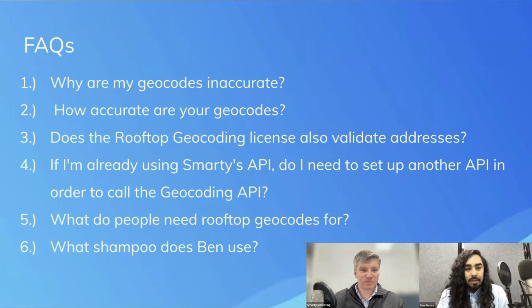How accurate are your geocodes? Does Rooftop Geocoding license also validate addresses? If I'm already using Smarty's API, do I need to set up another API in order to call the geocoding API? What do people need Rooftop Geocodes for?